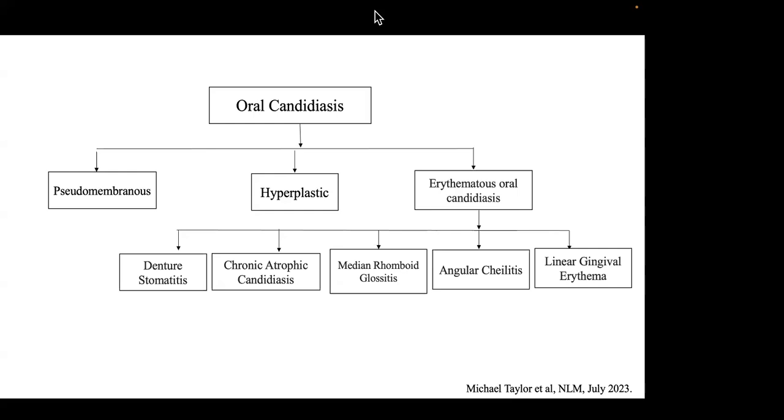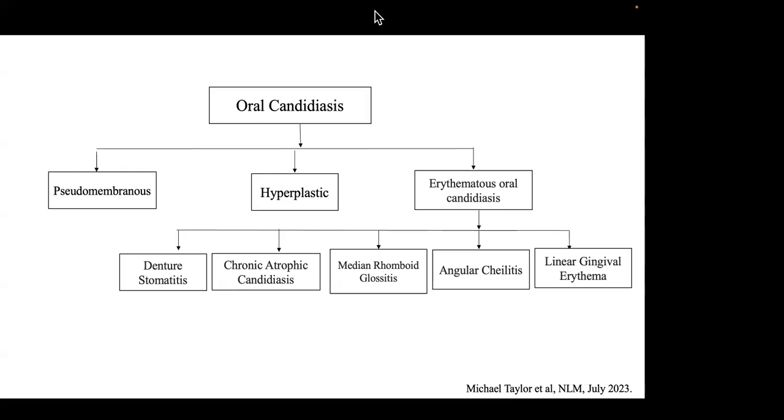Chronic atrophic candidiasis will be mainly localized to the dorsum of the tongue and the palate, and will present as red patches. They are also associated with the use of antibiotics or inhaled corticosteroids, and also with HIV infection. The other three findings, one is median rhomboid glossitis, which is a depapillated rhomboid midline lesion seen on the dorsum of the tongue.